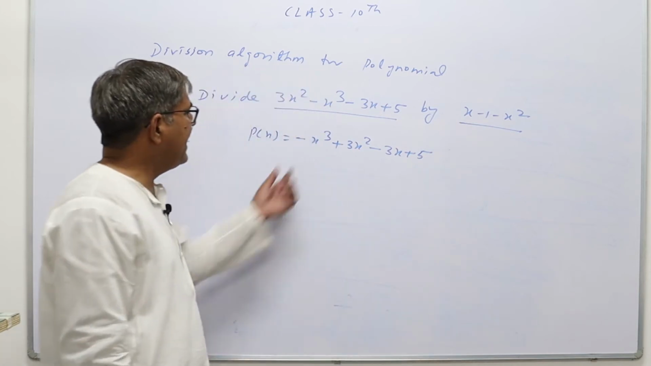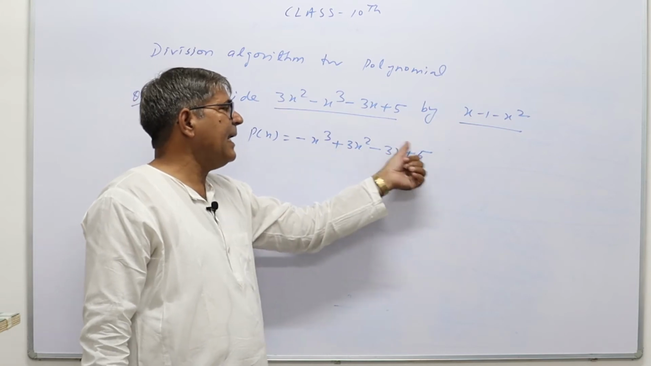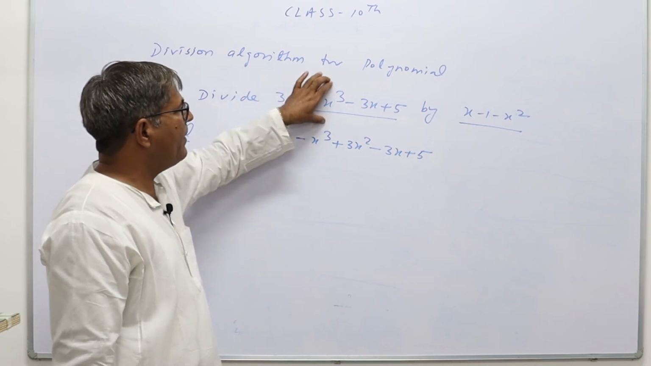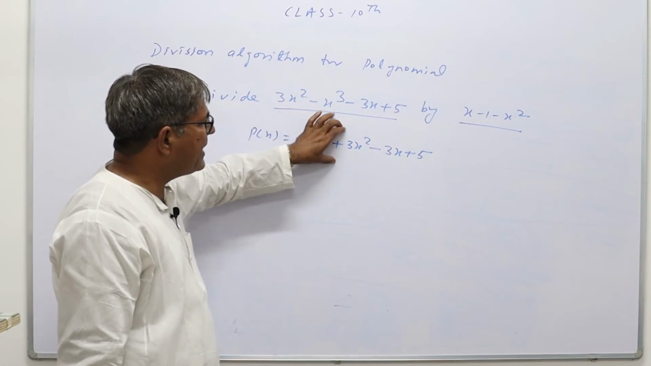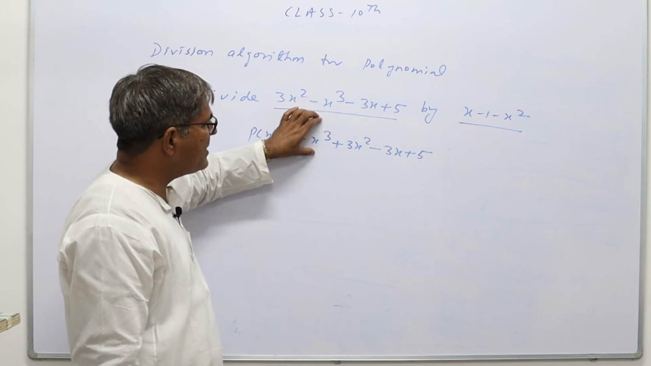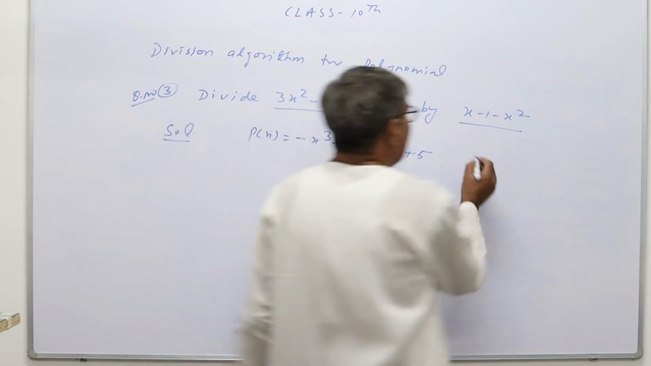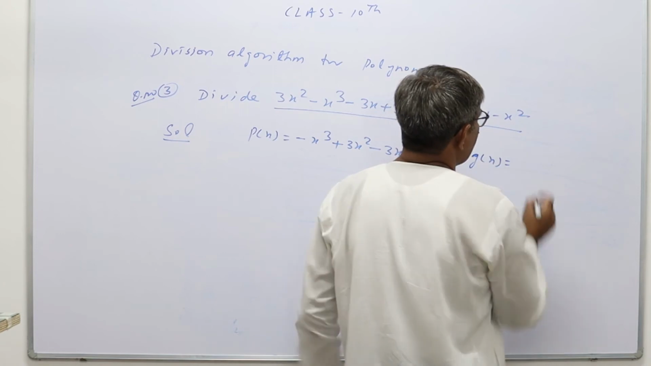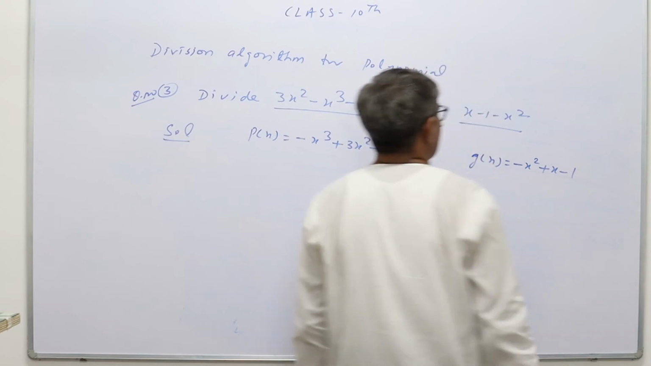So here the highest degree term is x cube, that is cubic, then square, then linear, and then constant. So first of all, we will observe the given polynomial and we will write the terms in decreasing degree. Decreasing degree means the highest degree term we will write first, then lower, and so on. Similarly, let us suppose g(x) is equal to x minus 1 minus x square. So the highest degree term is minus x square, then plus x, then minus 1.